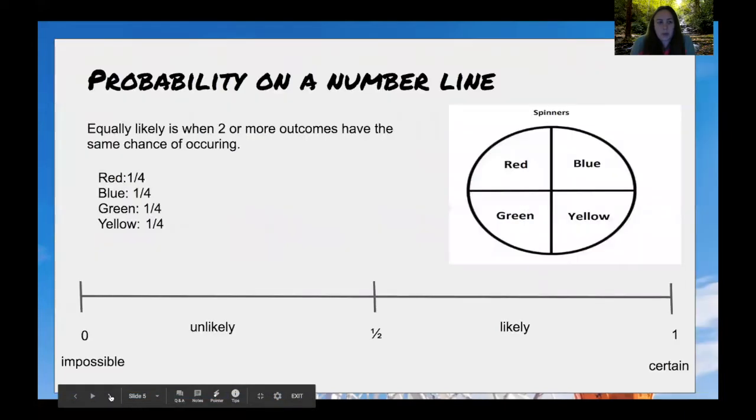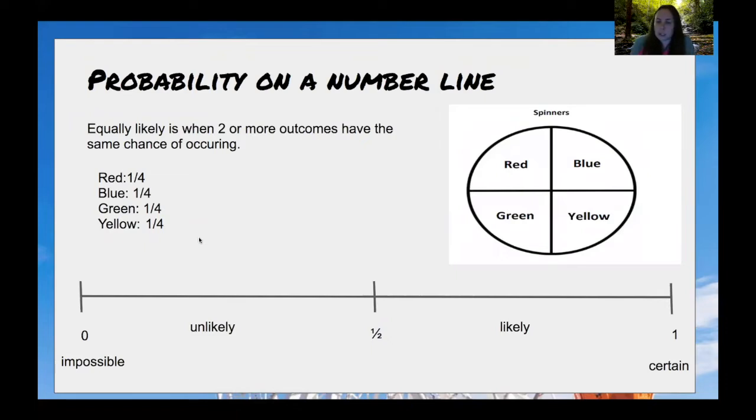All right, so moving on, we're going to look at equally likely. A lot of times if there are only 2 options, equally likely would be half, because it either is or it isn't. But let's look at our spinner from yesterday. We had 4 outcomes: red, blue, green, or yellow. Those were equally likely. They are 1/4. Looking at this, we would say, oh, that's unlikely. But because they all are the same, we use the word equally likely to describe them. They are all equally likely to occur. It just means that 2 or more outcomes have the same chance of occurring.